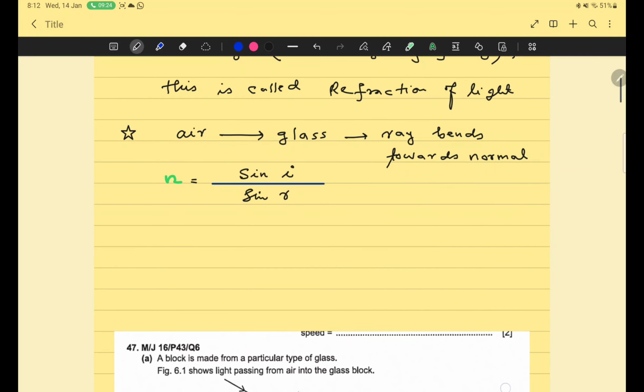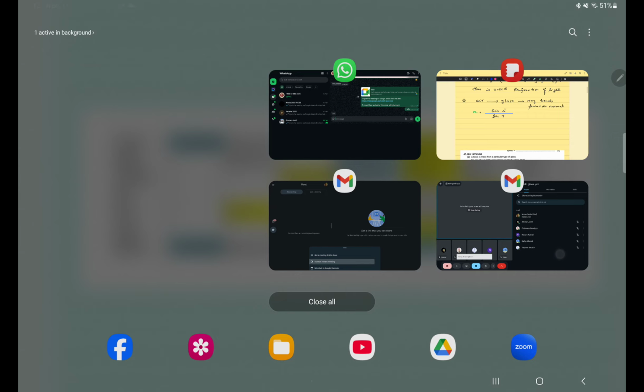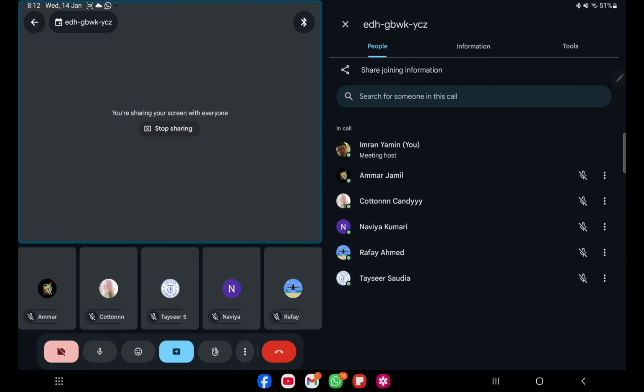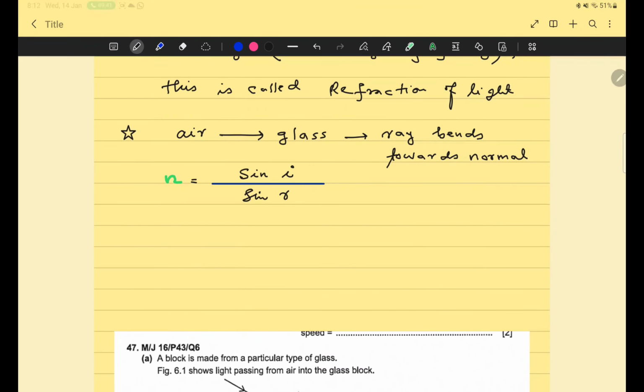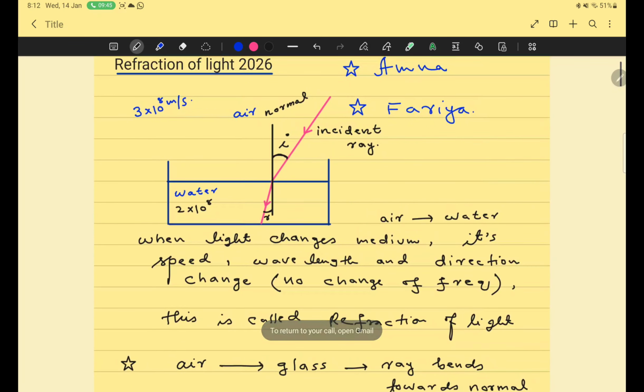Amna, can you tell me what is the name of this N? Amna, Amna's microphone is not working. Okay, beta Faria, can you tell me what is the name of this physical quantity which is denoted by N? Faria?